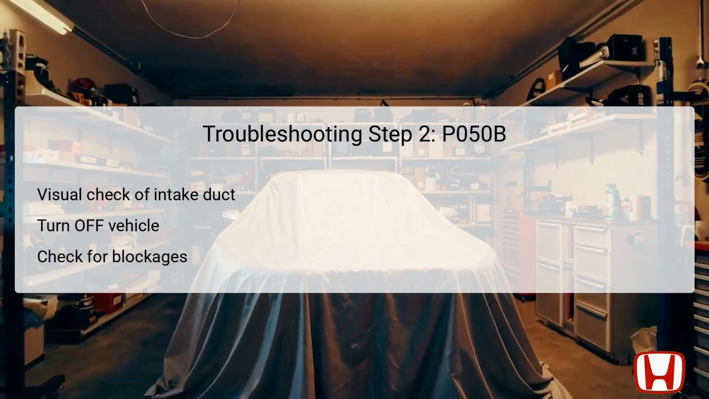In the second step, the focus shifts to conducting a visual inspection of the intake air duct. Before beginning this inspection, turn the vehicle to the off or lock mode to ensure safety. The intake air duct plays a vital role in channeling air from the environment to the engine for combustion. Look for signs of poor connections or any blockages that may restrict airflow into the engine.